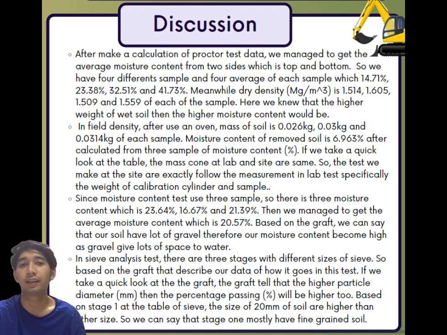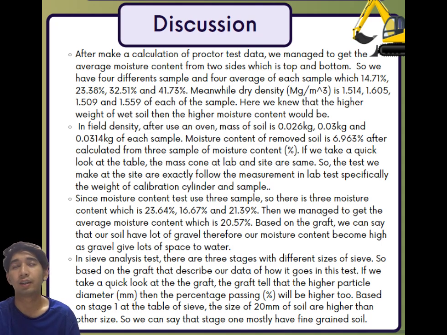Okay, the second test is the field density sand replacement method. The main objective of this test is to determine the dry density of in situ soil. For this test, there will be 2 steps, which are lab and field. For lab, we will measure the weight of the proctor ring cylinder, weight of the calibrating cylinder, and weight of wet soil.